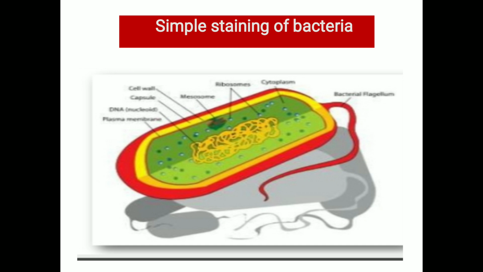Now we will discuss the next practical, that is simple staining of bacteria. In the first practical, gram staining of bacteria, staining is essential. Bacteria are colorless, so staining or coloring of bacteria is essential to differentiate the bacteria when we observe under the microscope. So let us see the procedure for the simple staining of bacteria.